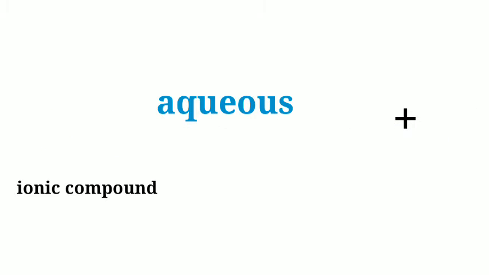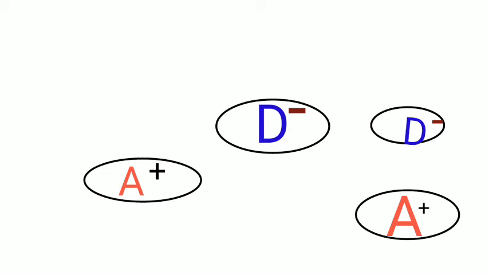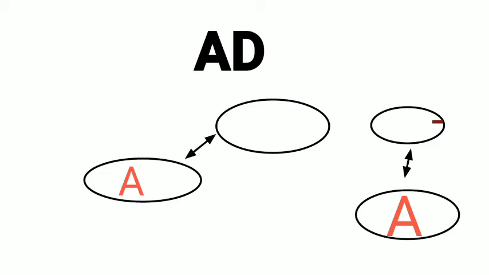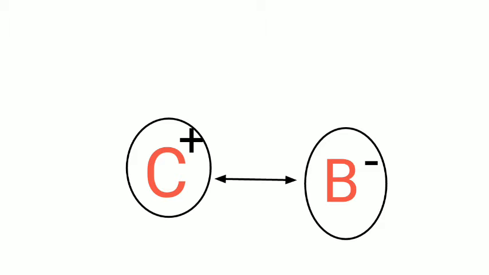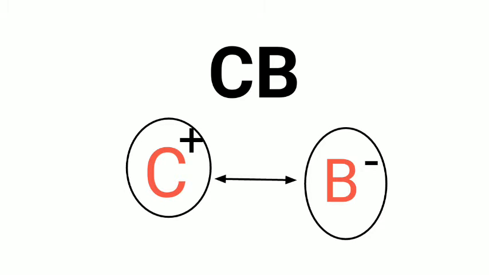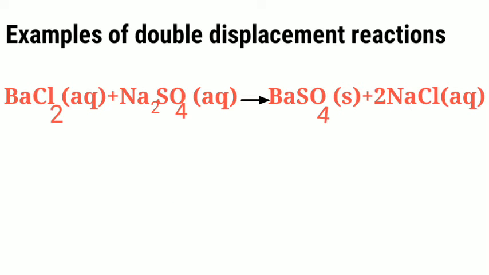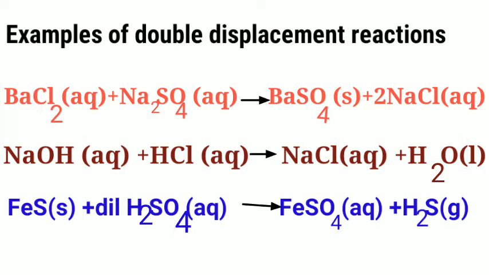The positively charged ions A+ get attracted towards the negatively charged ions D- present in the solution and form a new compound AD, whereas the positively charged ions C+ get attracted towards the negatively charged ions B- and form a new compound CB. In double displacement reactions, either the anions exchange their positions with each other or the cations present in the solution exchange their positions with each other.